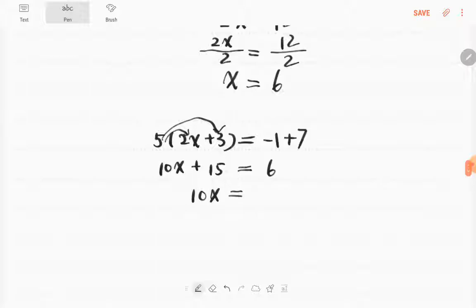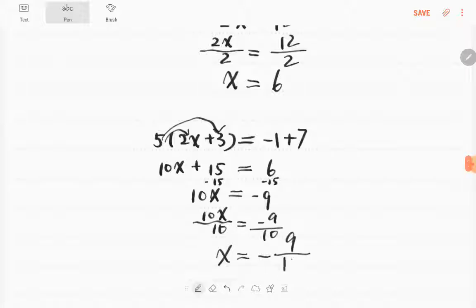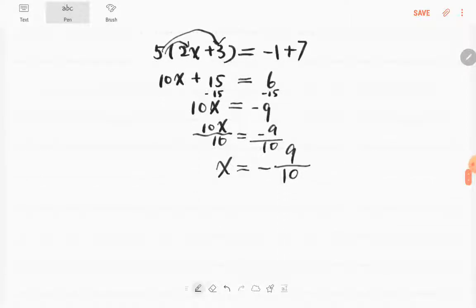So minus 15 both sides, right? We will get negative 9 for this side. After that, 10x divided by 10. So the solution is like this way. So in this kind of examples, we use both the multiplication property, but also the addition property to solve for the x, right?